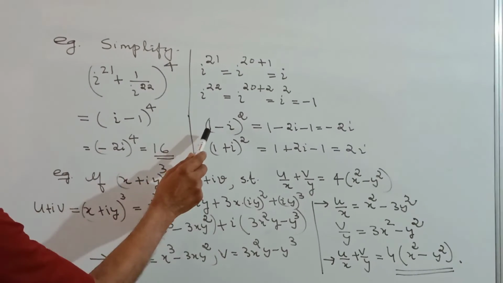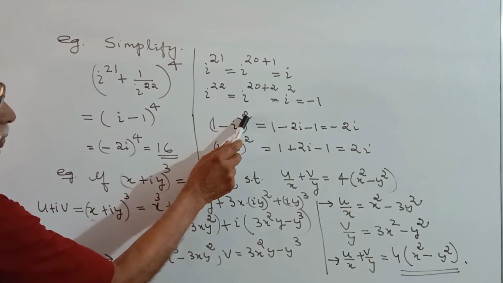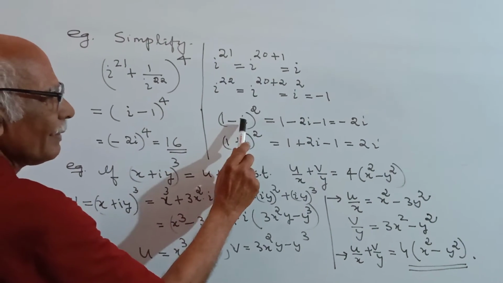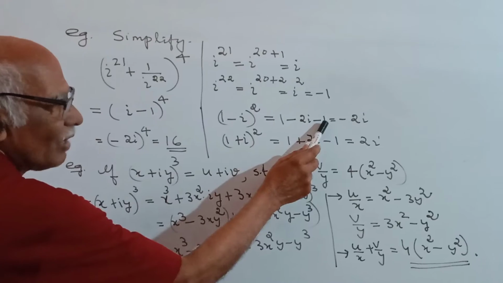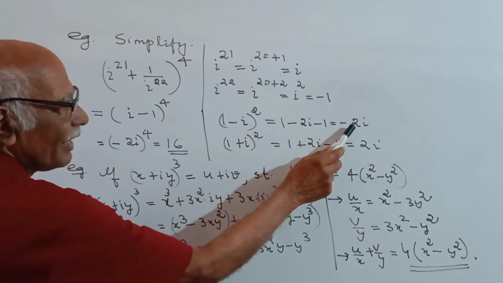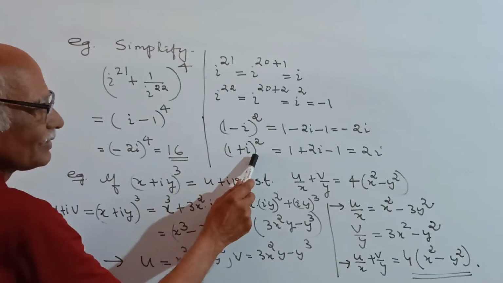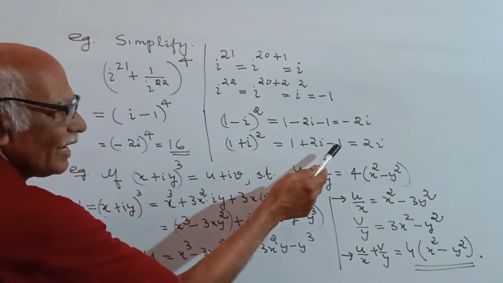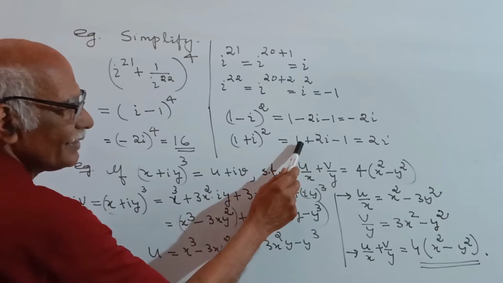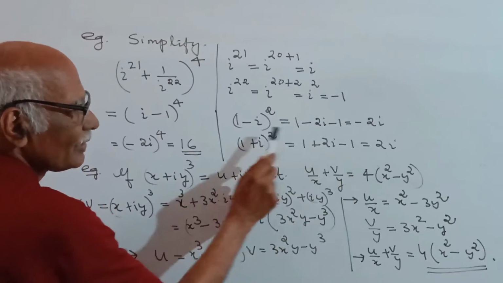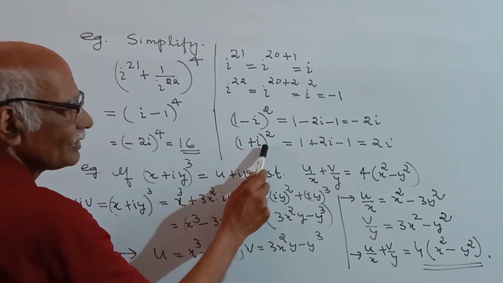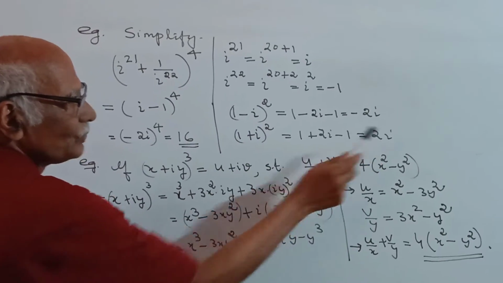Now this is important. 1 minus i, the whole squared, reduces to 1 minus 2i, then plus i squared, which is minus 1. So it is actually minus 2i. And 1 plus i, the whole squared, is 1 plus 2i plus i squared, which is minus 1. So it is always 2i. So remember, 1 minus i the whole squared is minus 2i. 1 plus i the whole squared is plus 2i.